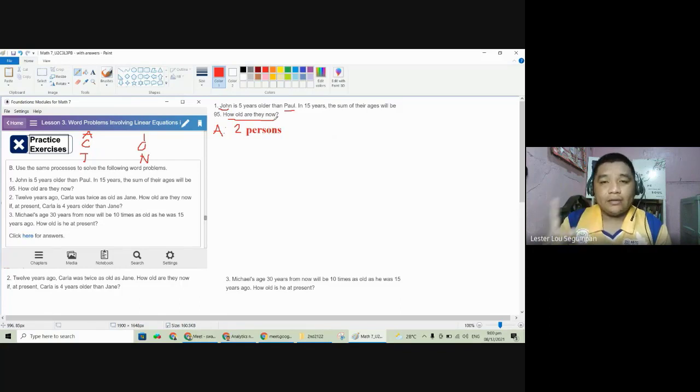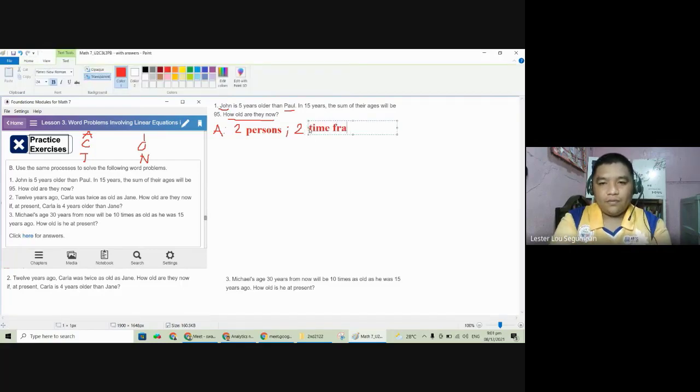Are there any other time frames in this situation? Let's read forward. In 15 years, the sum of their ages will be 95. The next time frame that is actually being considered here is the future, in 15 years. So aside from two persons, you also have two time frames.